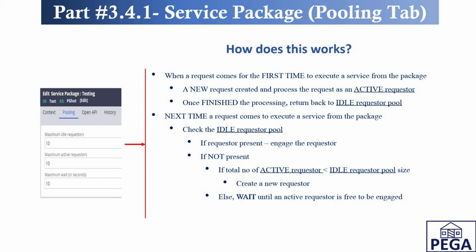So Pega sees that it has a total of 5 active requesters and the pool size is 10, so it still has room for creating more active requesters. Pega creates another one, assigns the request, and makes it an active requester. That's how it works, and it processes the requests accordingly. Once it reaches the maximum, which is 10 active requesters, Pega won't create any more requesters. It will wait until a requester becomes idle and goes back to the pool. I hope this is clear.